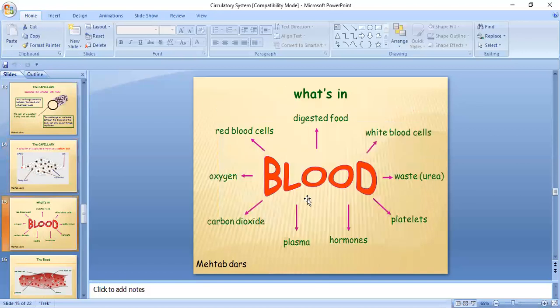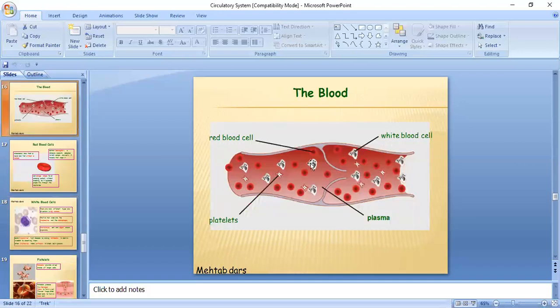Now we will discuss what's in blood. So blood has digested food, red blood cells, oxygen, carbon dioxide, plasma, different hormones, platelets, waste, and white blood cells. We will discuss all these components step by step. First, here is the blood. Now you can see this is the blood vessel in which the blood is moving. And blood has four main components. First is plasma, a fluid-like substance in which the red blood cells, white blood cells, and platelets are floating.